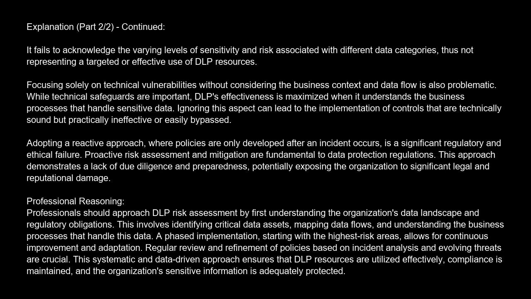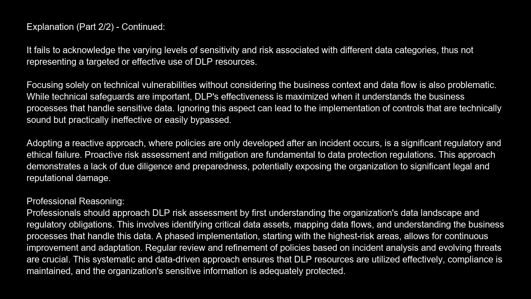Adopting a reactive approach, where policies are only developed after an incident occurs, is a significant regulatory and ethical failure. Proactive risk assessment and mitigation are fundamental to data protection regulations. This approach demonstrates a lack of due diligence and preparedness, potentially exposing the organization to significant legal and reputational damage.